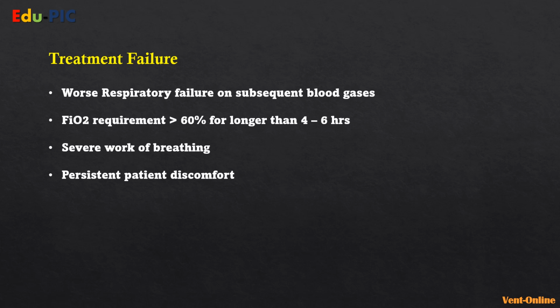Okay, then how can I identify that the module is not working, the non-invasive ventilation is not working, and I should possibly intubate? So if your respiratory failure is getting worse and you're not winning, and that is obvious on subsequent blood gases, if your FiO2 requirements are climbing rather than getting better, so you're going above 60% of FiO2 for longer than 4 to 6 hours, it's a good cut line.